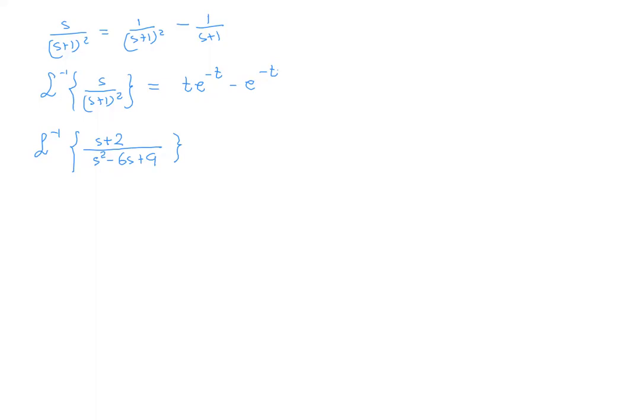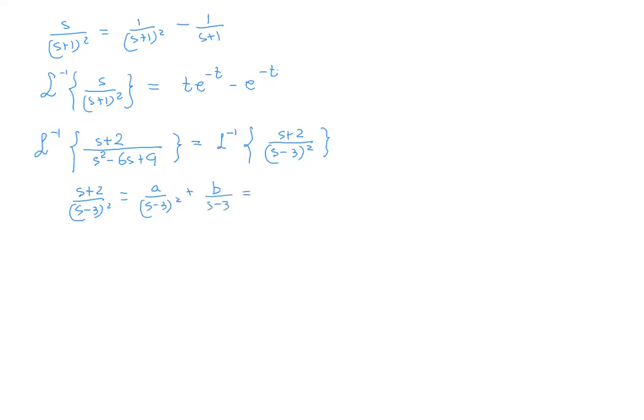Okay, the first thing that we need to do here is complete the square. Right, so how do we complete the square here? This is the same thing as s minus 3 all squared. And so what we should try to do is take s plus 2 over s minus 3 squared and write it as a over s minus 3 squared plus b over s minus 3.